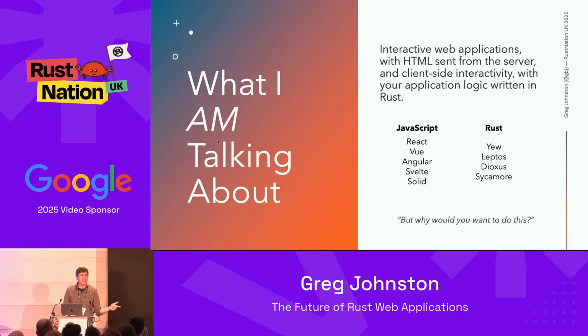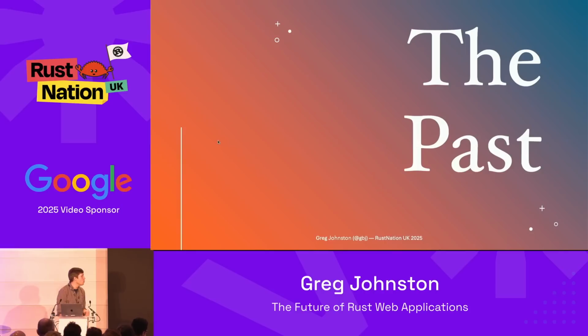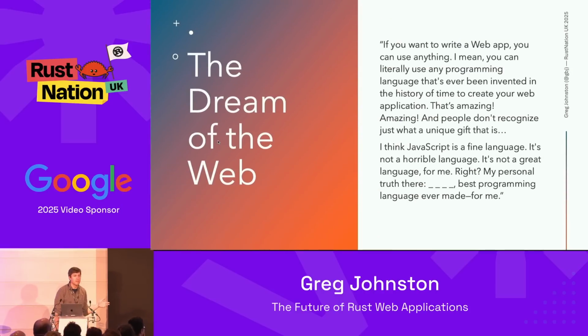So one of the questions that comes up all the time in this is, but why? Why would you want to do this? Why would you want to use Rust, this notoriously finicky systems programming language with a borrow checker and like a sea urchin protecting you from evil, right? Why would you want to use this to build a web application? And to answer that question, that's where I want to start to go back to the past, and back to what I call almost the dream of the web.